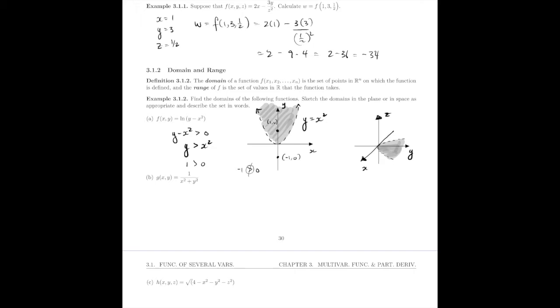And we'll go take a look at that right now. Let's go and take a look at the graph of f of (x, y) is the ln of (y minus x squared), and we'll see exactly that this shaded area is the shadow of the graph onto the xy plane.